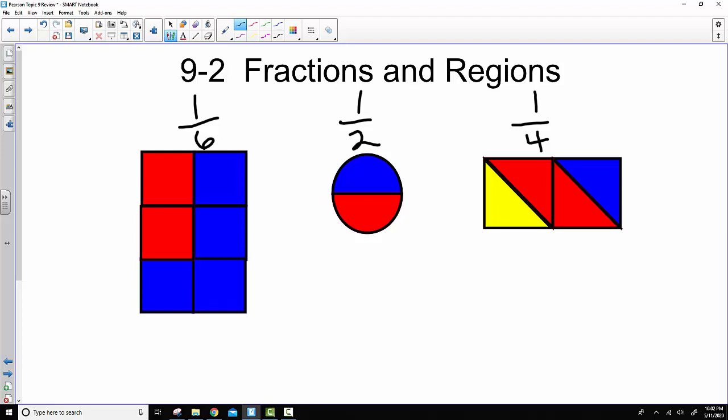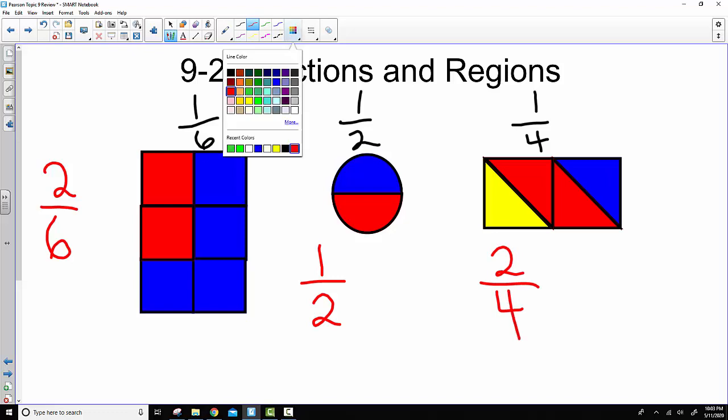Next, let's discuss the number of parts for each of the shaded regions. So as we see the first figure, let's think about the red sections. You can see that there are 2 of 6 parts red. So 2/6 of this shape is red. On the circle, we can see that 1/2 of this shape is red. Looking at our final rectangle, notice that 2 parts of the 4 are red. So 2/4 of the rectangle is red.